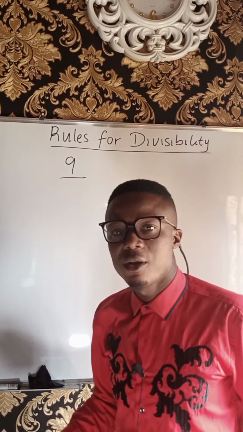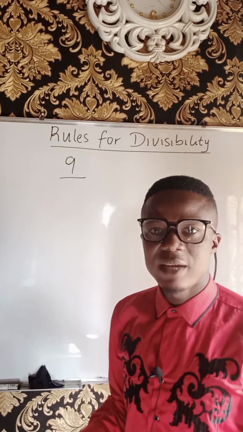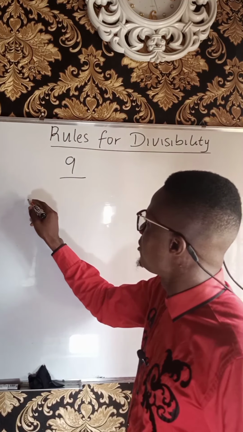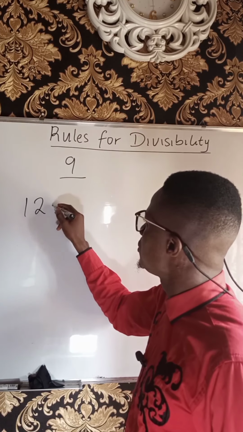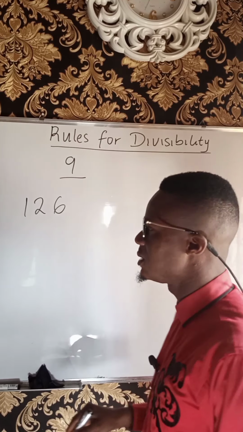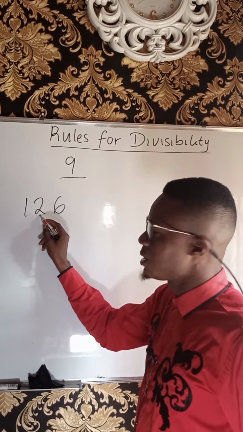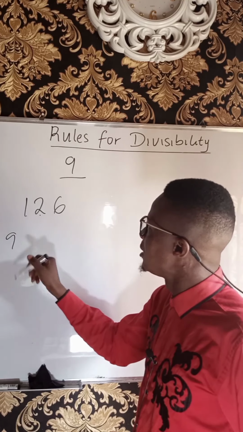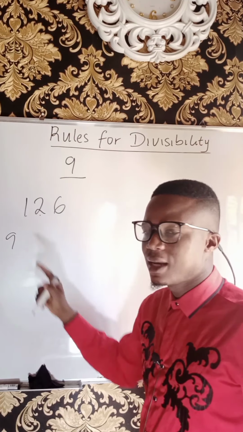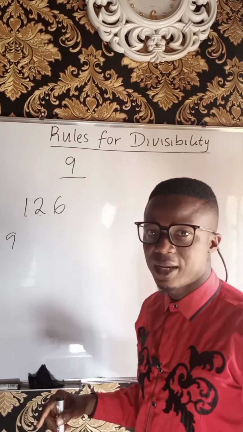How do you know if a number is divisible by 9? A number is divisible by 9 if the sum of the digits is also divisible by 9. For example, when you have 126, for instance, if you want to check if this number is divisible by 9, you add the digits. 1 plus 2 is 3 and 3 plus 6 is 9. Of course, 9 can divide 9 without remainder. And since 9 can divide 9 without remainder, it means that 126 is divisible by 9.